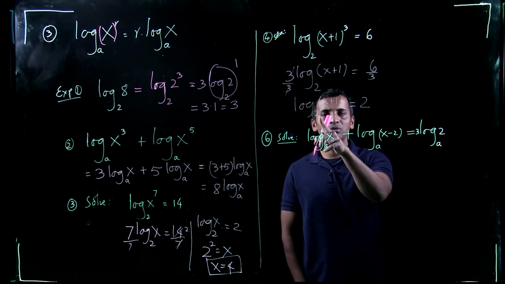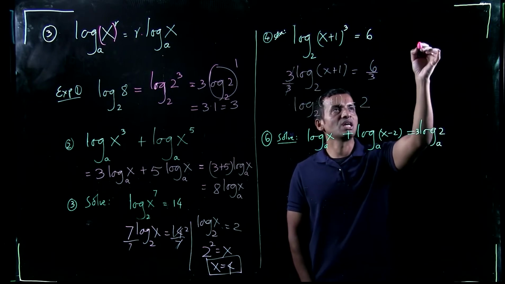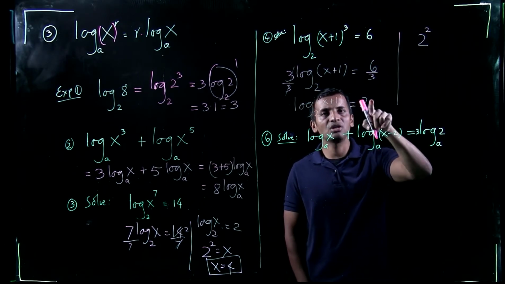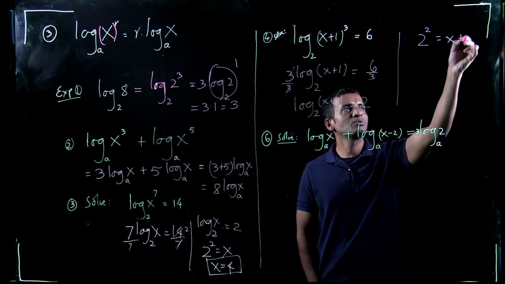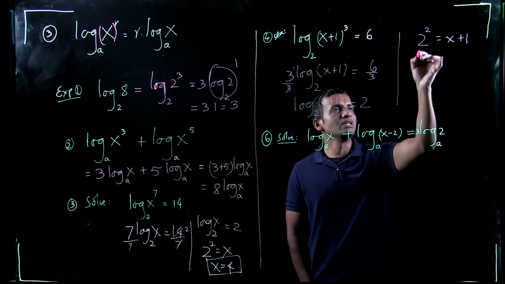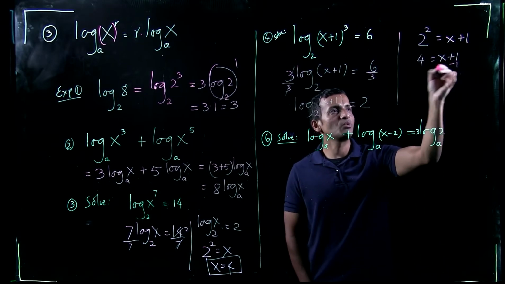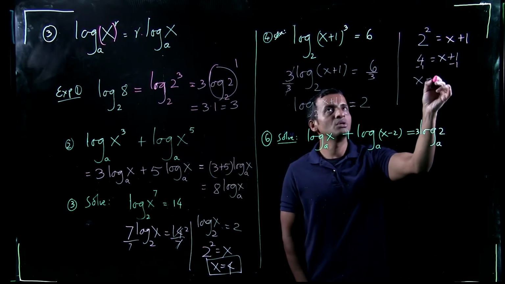So how do I get rid of the log? You raise 2, the base, to the other side. So it is 2 squared equals x plus 1, right? And then this is basically 4 equals x plus 1. Subtract 1, you get x equals 3.